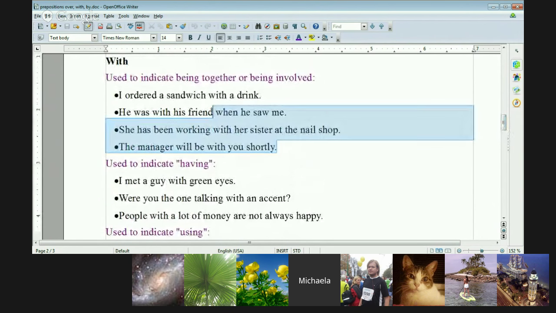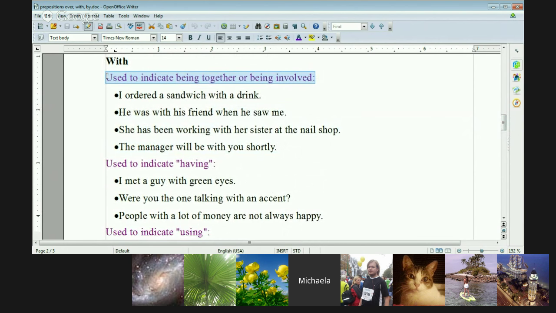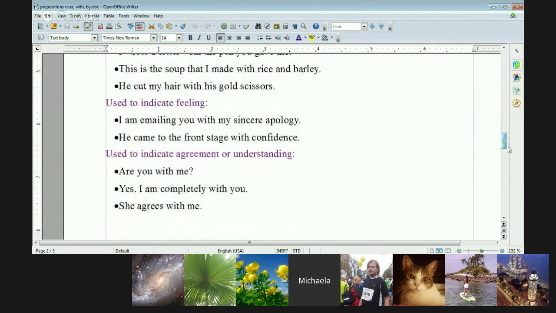Also, this one, when we say being together or being involved, sometimes we use the preposition with to indicate dating. Like, oh, she's with Tom, meaning that she's dating Tom. One other slightly different, it's related, but a little bit different than the examples we previously saw. So no other questions on with? Pretty simple, right? Okay. Cool, then let's get some practice.